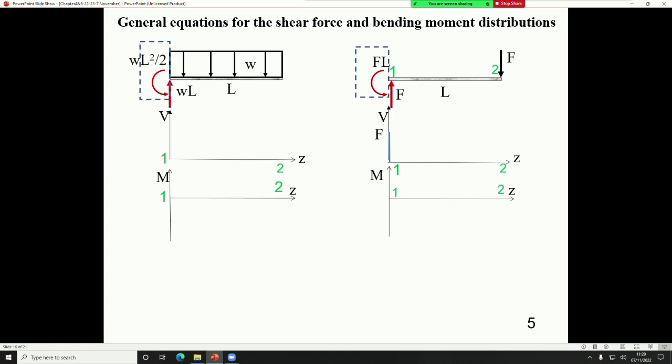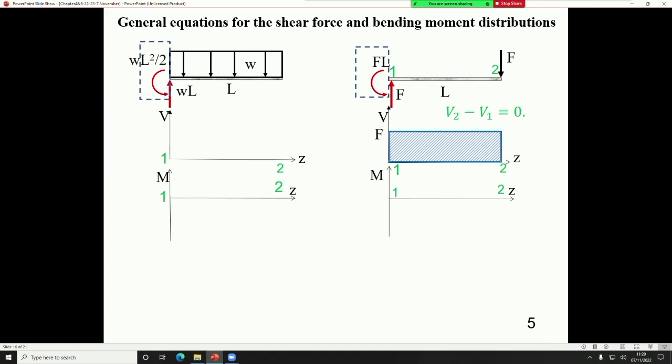Now, the change in shear forces between two points is equal to the area under the curve showing the distributed load. The distributed load is equal to zero. Therefore, these two shear forces at two ends must be the same. Because we have no distributed load, the area under the curve is zero, so the shear force at this point must be the same as the other side. So this is a shear force distribution.